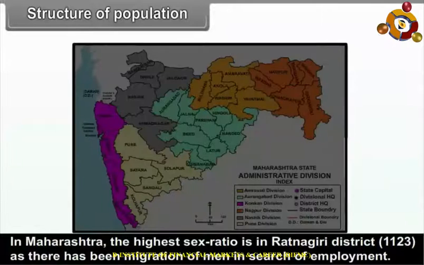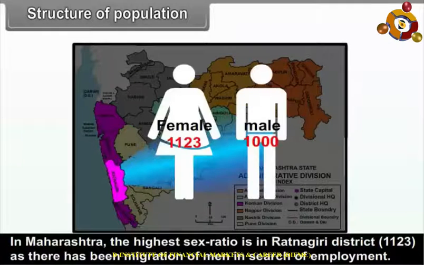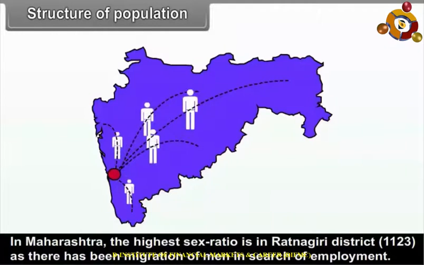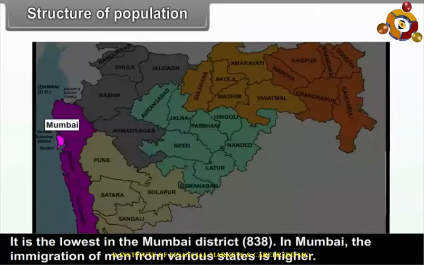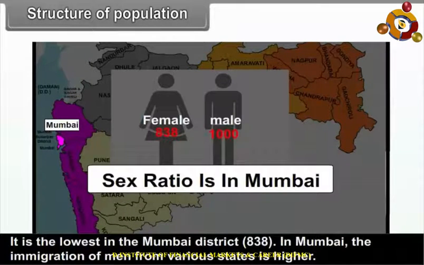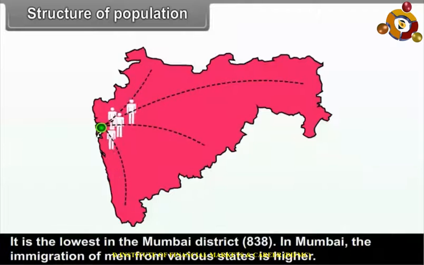In Maharashtra, the highest sex ratio is in Ratnagiri district, 1123, as there has been migration of men in search of employment. It is the lowest in the Mumbai district, 838. In Mumbai, the immigration of men from various states is higher.